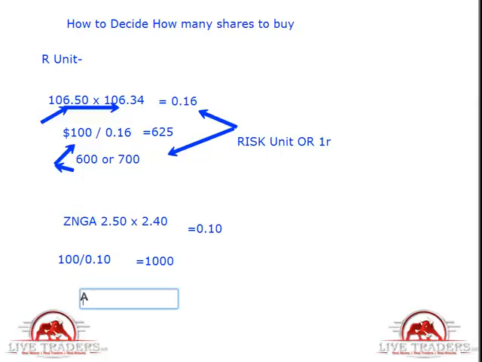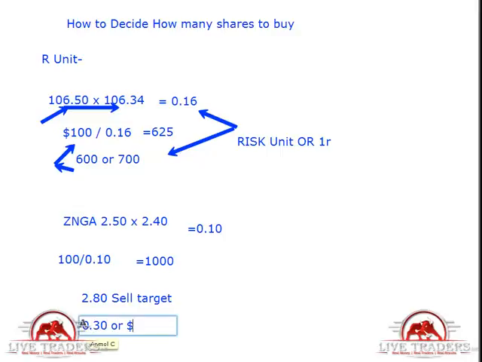Now let's say you sell Zynga at 2.80, your sell target. So you sold your 1,000 shares at 2.80. What would you make? You would make 30 cents, or $300. Or in simple terms, you would make 3R, 3 times what you were risking. Again, just to reaffirm.